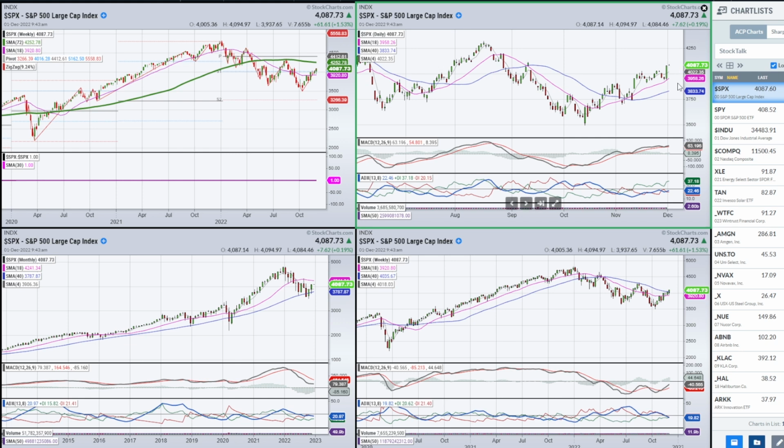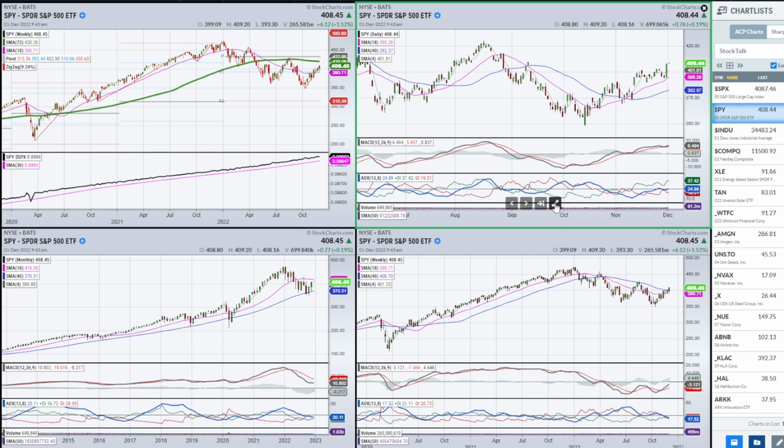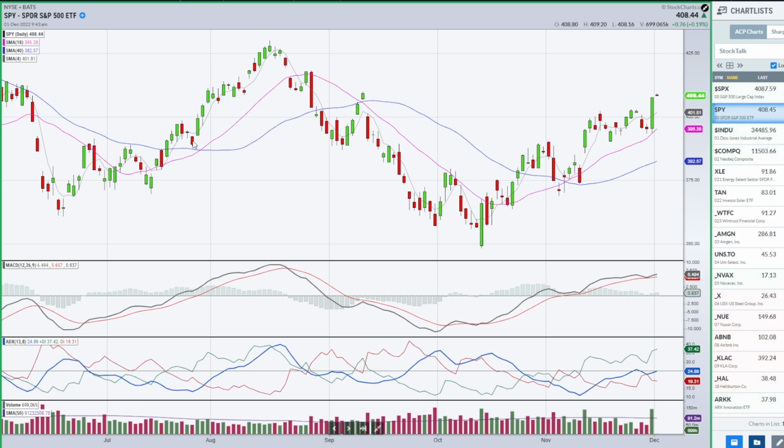Or maybe we get a bigger retracement or something like that, but key off this green DI. Now, what I want to do here, I want to switch over to the spider real quick because I want to show you why I think, when I look at a daily chart with volume, this is different than the last rally.